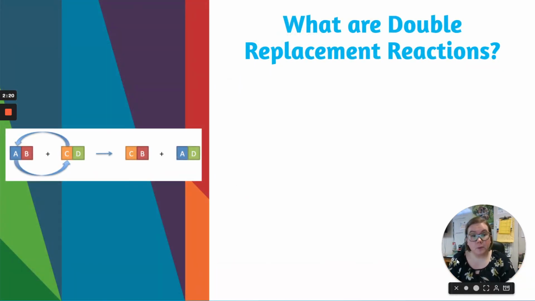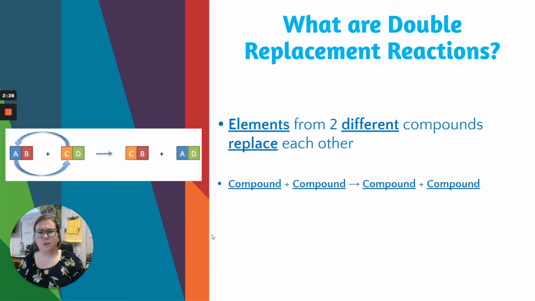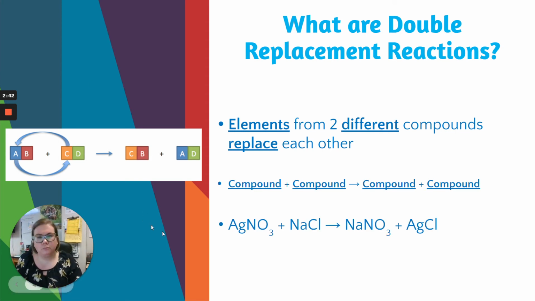So what are double replacement reactions? These are where elements from two different compounds kind of replace each other. Okay, two different compounds replacing each other. So you're going to have two compounds for the reactants and two compounds for the products. When you see something that complicated, you can think in your head that it's going to be a double replacement reaction. Here's an example. We have AgNO3 and NaCl reacting to form NaNO3 and AgCl.